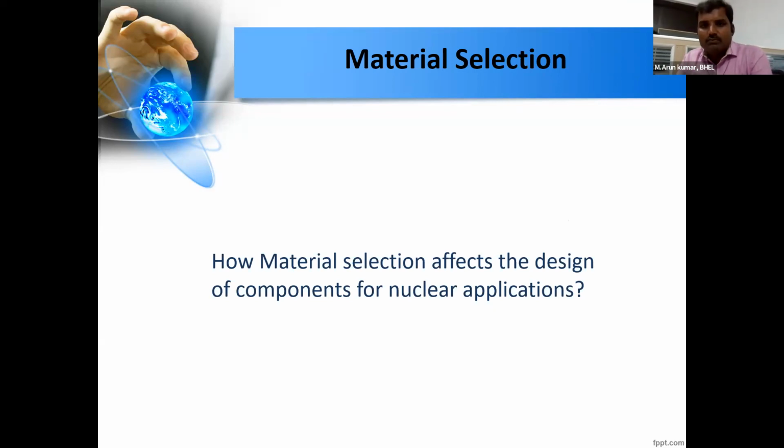Now, let me come to material selection and how it impacts the design. First, in nuclear application, there is a process called irradiation. That is the process of exposing material to a radioactive environment. Due to irradiation, what happens? The nil ductility transition temperature of the material increases. It is the temperature at which the material loses its ductility and behaves as a purely brittle material.